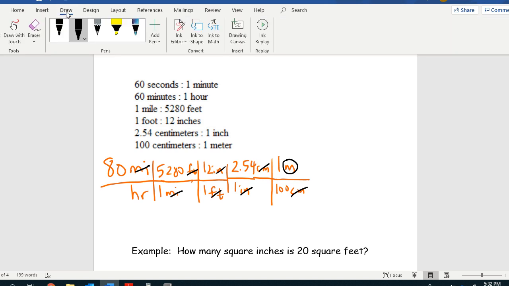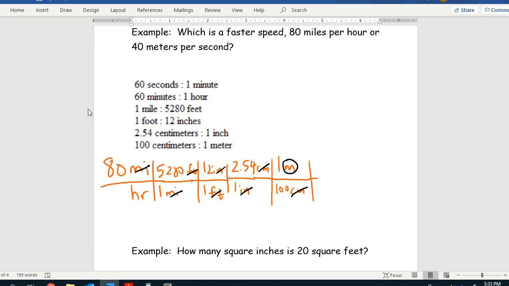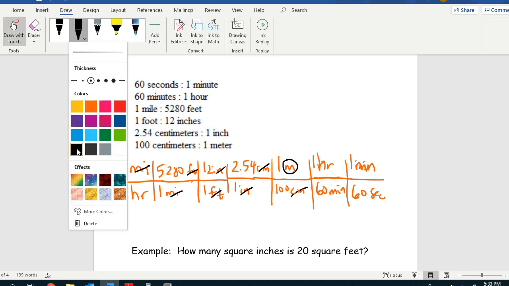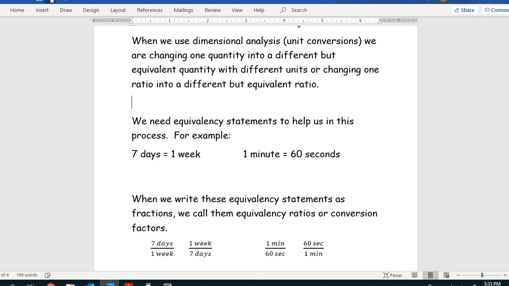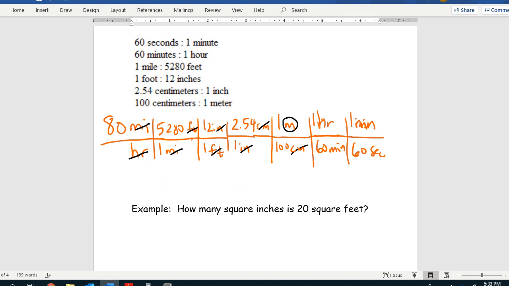Now we need to get this time unit of hours into seconds. So what is an equivalency ratio? For time, we know that 1 hour is equivalent to 60 minutes. And we know that 1 minute is equivalent to 60 seconds. So let's take care of those units now. Hours over hours will divide out, minutes and minutes will divide out, leaving us with only a unit of time of seconds. So I've now changed this into meters per second.